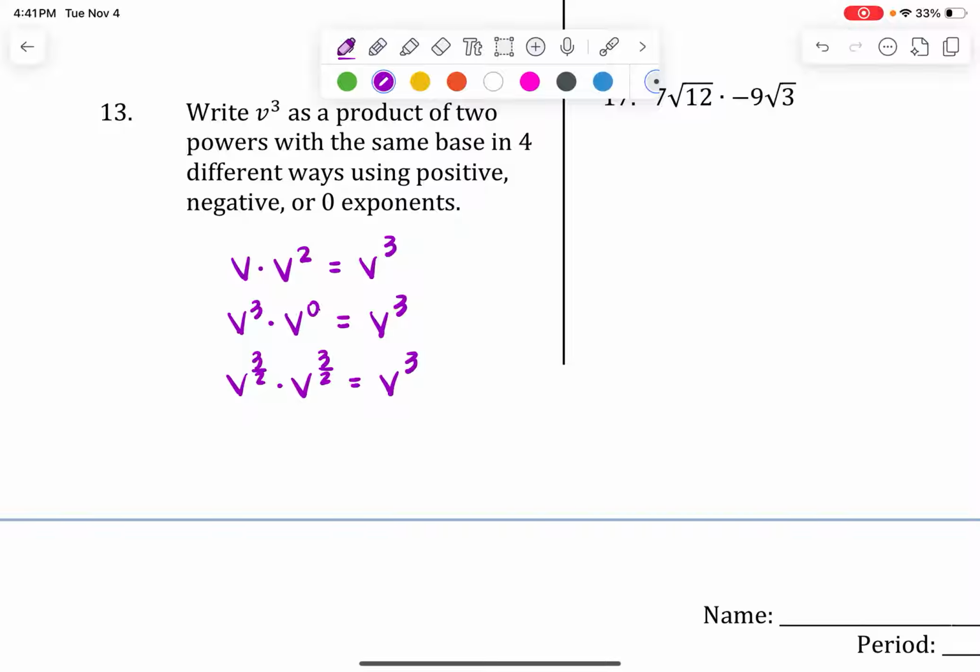I could also use negative exponents. What if I did v to the 5th times v to the negative 2? All right, so I've got a negative exponent. I would still add, and it would still give me v cubed. Again, we could write these all day long. There's like an infinite number of math problems we could create that would give us v cubed, right? So this is just kind of off the top of my head what I would think of.